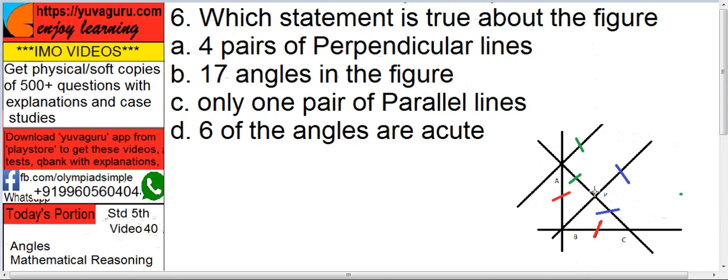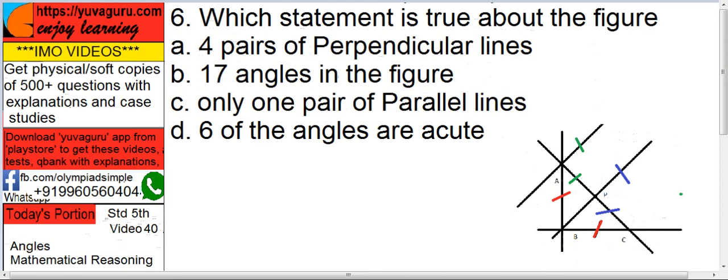Let's see. 4 over here, 4 over here, 8. Here how many? 1, 2, 3, 4, 5, 6. So 4 plus 4 plus 6, 14. And here how many? 1, 2, 3, 4, 5, 6. So 20. So how many angles are there? 20 angles. What is it given? 17. So B is wrong.